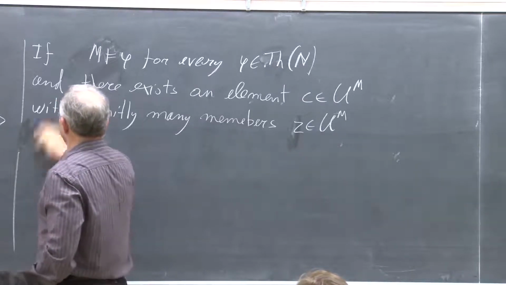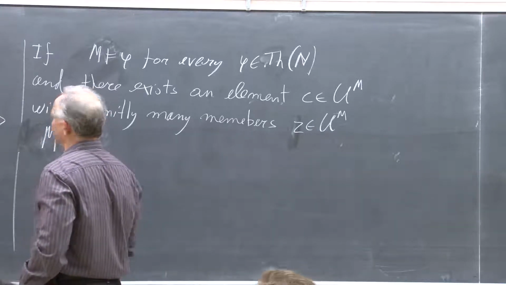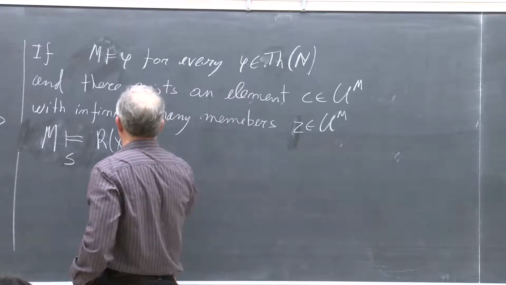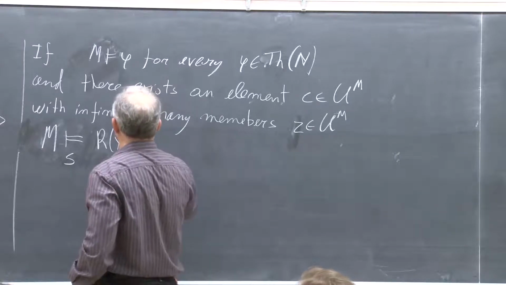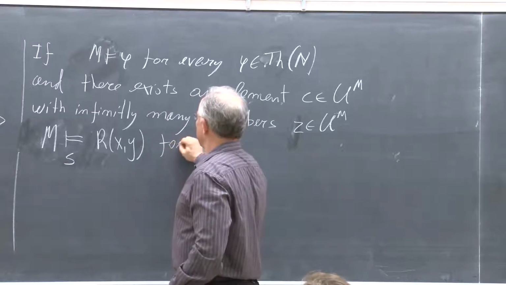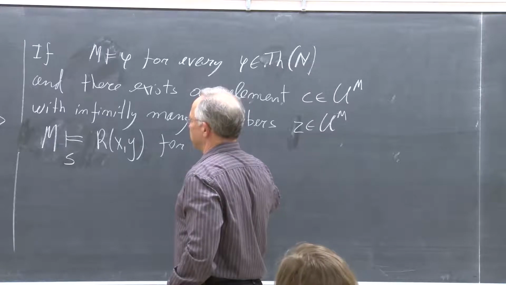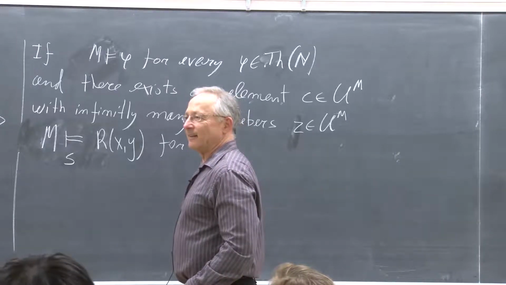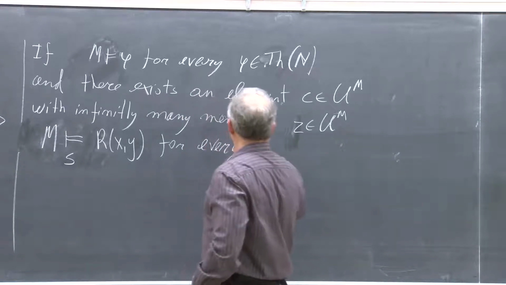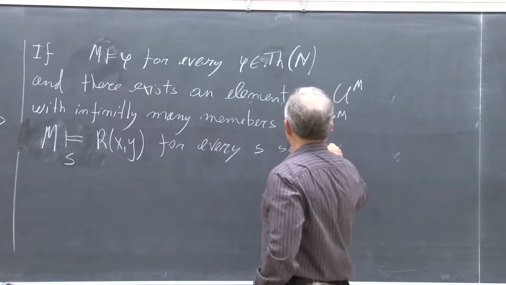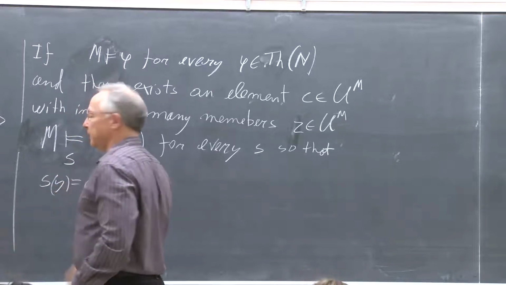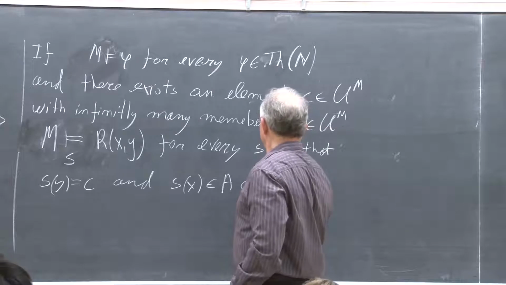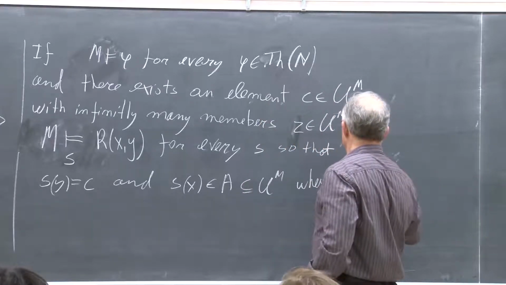That is, if we want to be precise, M satisfies R X Y for every S assigning so that S of Y equals C, and S of X belongs to some A subset of U of M, where A is infinite.